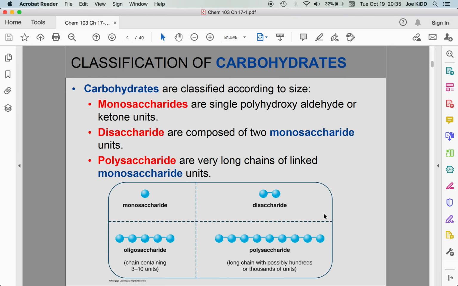The carbohydrates that we're going to discuss, we're going to list in a couple of different classifications. A monosaccharide would be a single unit of either an aldehyde or a ketone. A disaccharide would be two monosaccharide units. An oligosaccharide would be something in the 3 to 10 range, but we can just base it off of mono, di, and polysaccharide, meaning a long chain of these units.